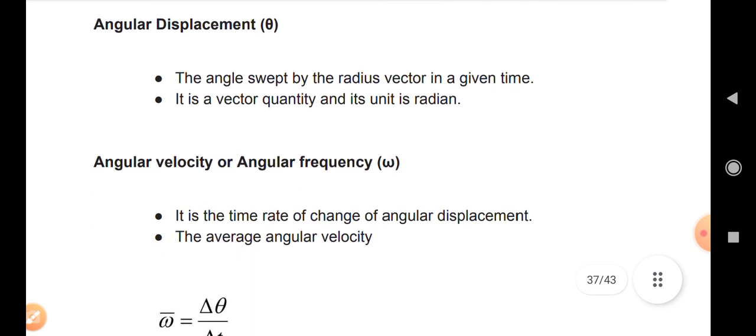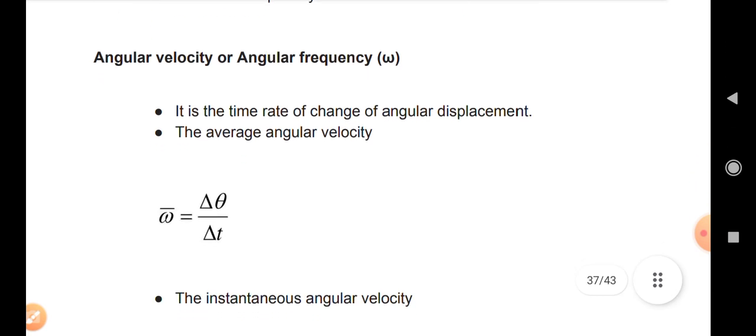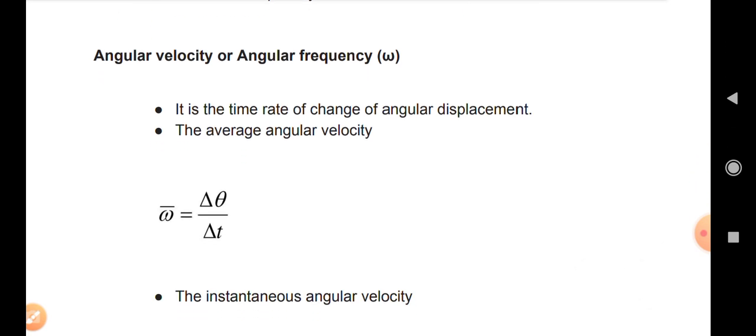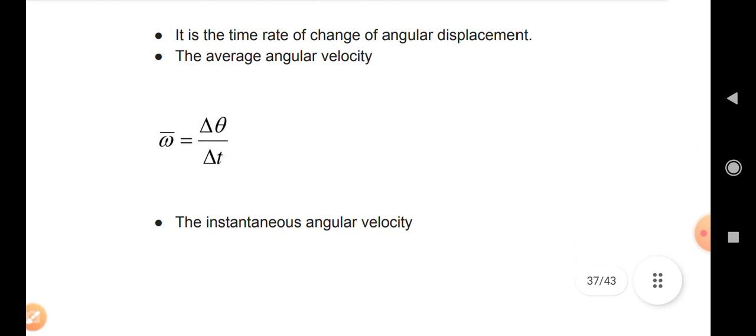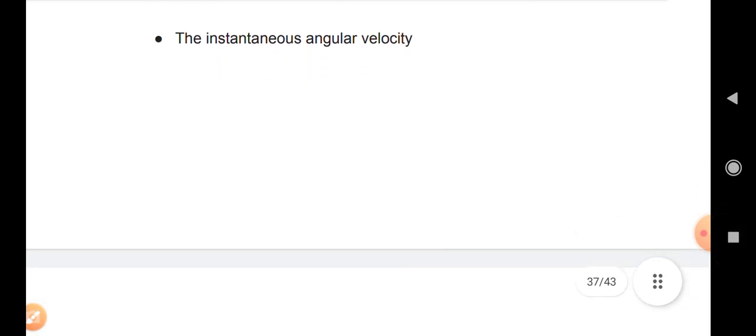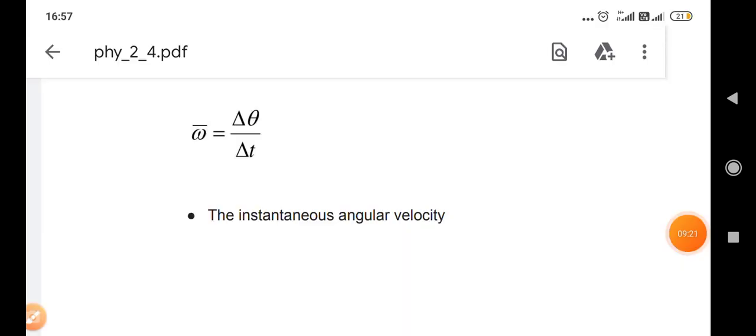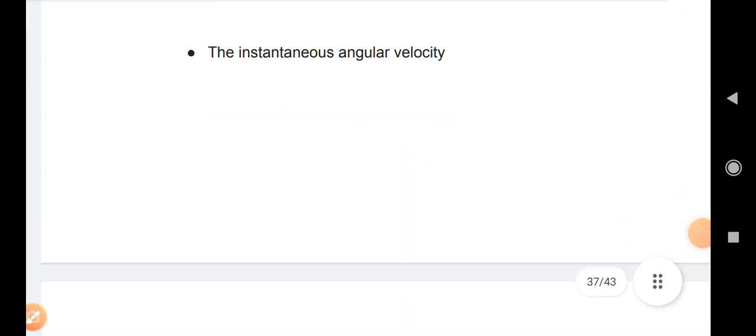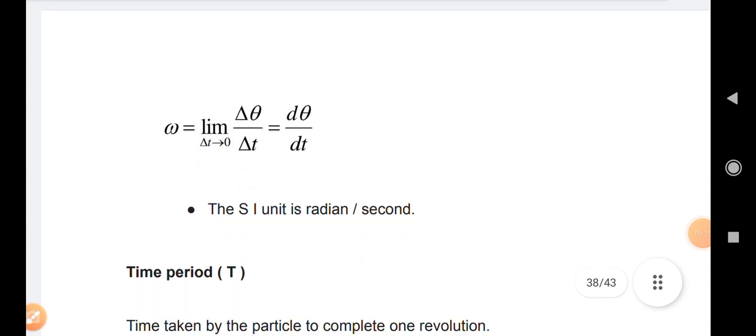Angular displacement: angle swept by the radius vector in the given time. Vector quantity and its unit is radian. Angular velocity and angular frequency, omega. It is the time rate of change of angular displacement. Average angular velocity, omega bar, is equal to delta theta by delta t. The instantaneous angular velocity. SI unit is radian per second.